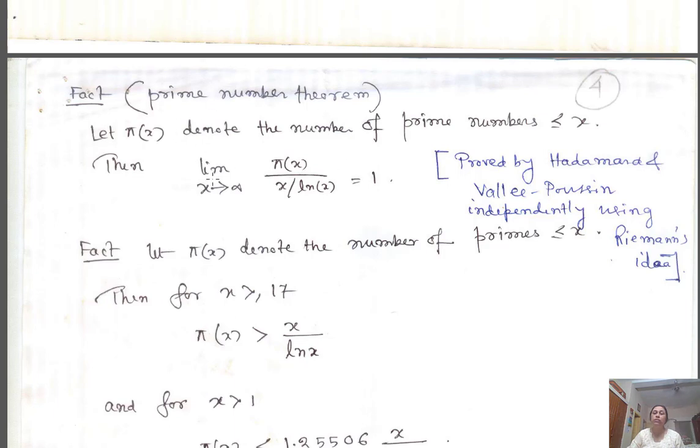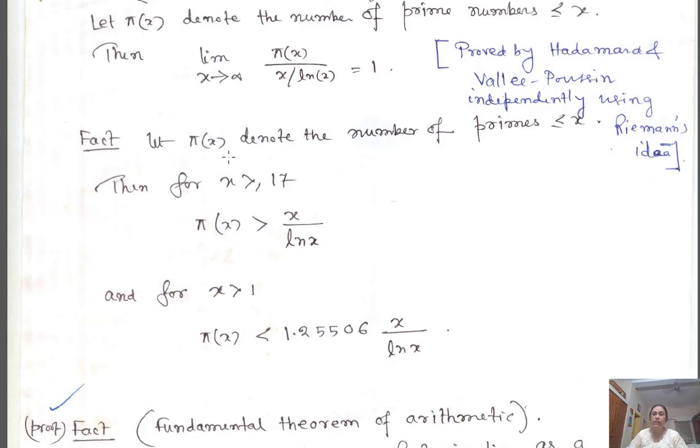So this is the prime number theorem, a very popular theorem, and the proof is not straightforward. It was proved by Hadamard and Vallée-Poussin independently using Riemann's idea. So these are famous problems in number theory. So pi(x) can be approximated by x/ln x. This fact we are essentially going to use in many places.